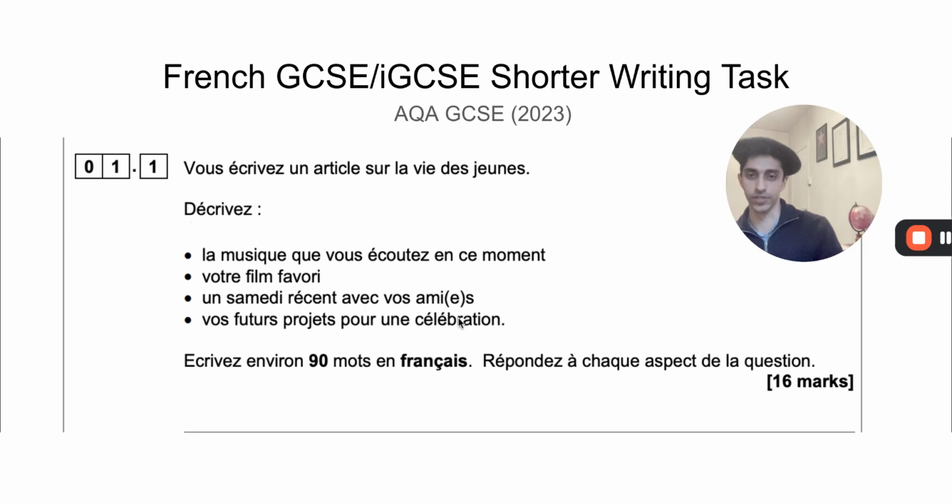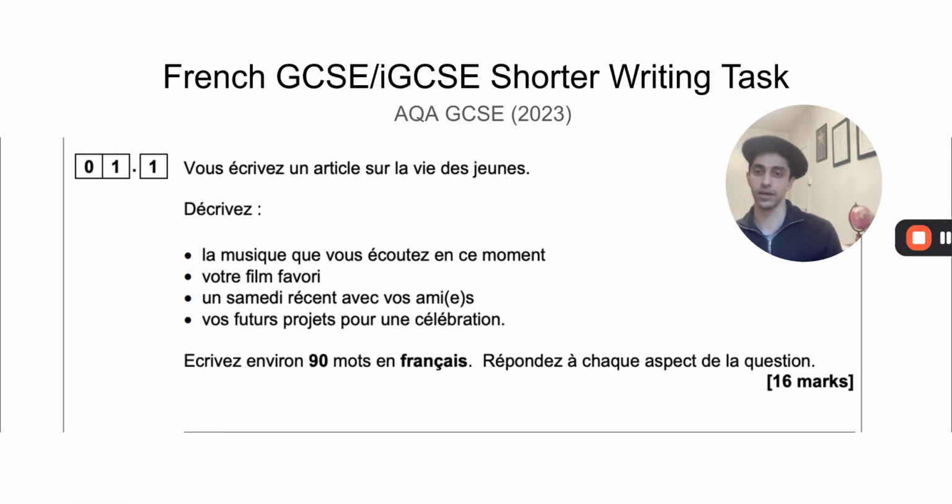And here are the bullet points, which of course you would have to include in your answer, every single one of them. So I will just translate all of this for you. So it says you're writing an article on the lives of young people. Describe one, this is the first bullet point, the music that you're listening to at this moment, or right now. Two, your favorite film. Number three, a recent Saturday with your friends. In other words, what you did on a recent Saturday with your friends. And number four, your future plans for a celebration.